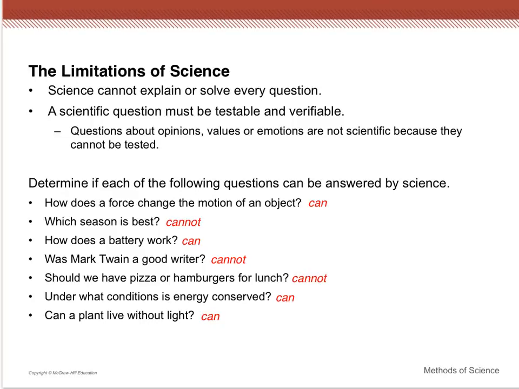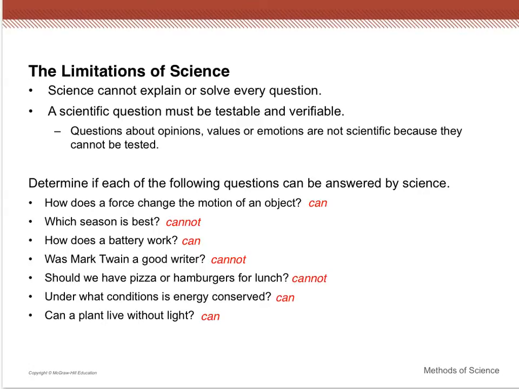There are limitations to science, and science cannot explain or solve every question. A scientific question must be testable and verifiable, and some questions just aren't. Questions about opinions, values, or emotions are not scientific because they cannot be tested. If you look at this list of questions down below, it can give you an idea of what science can do and what it cannot do.